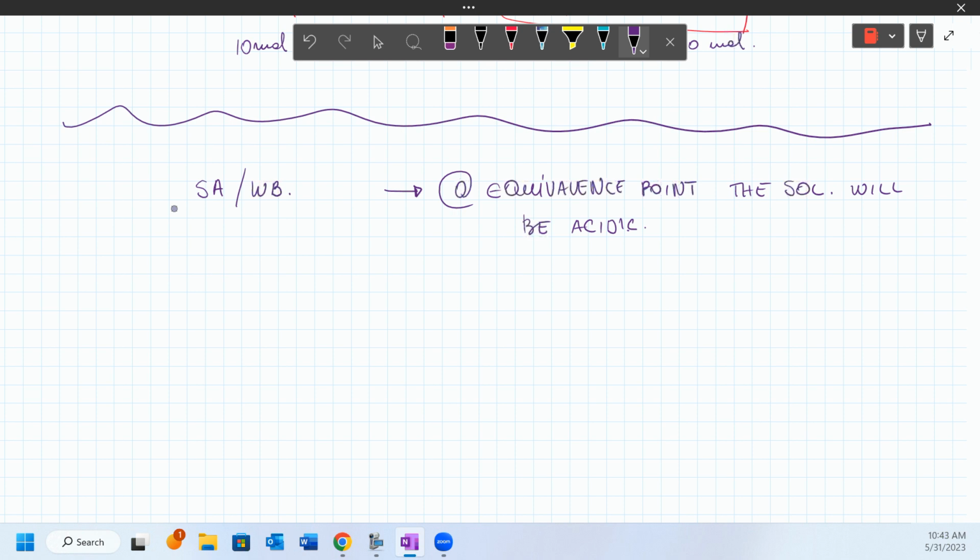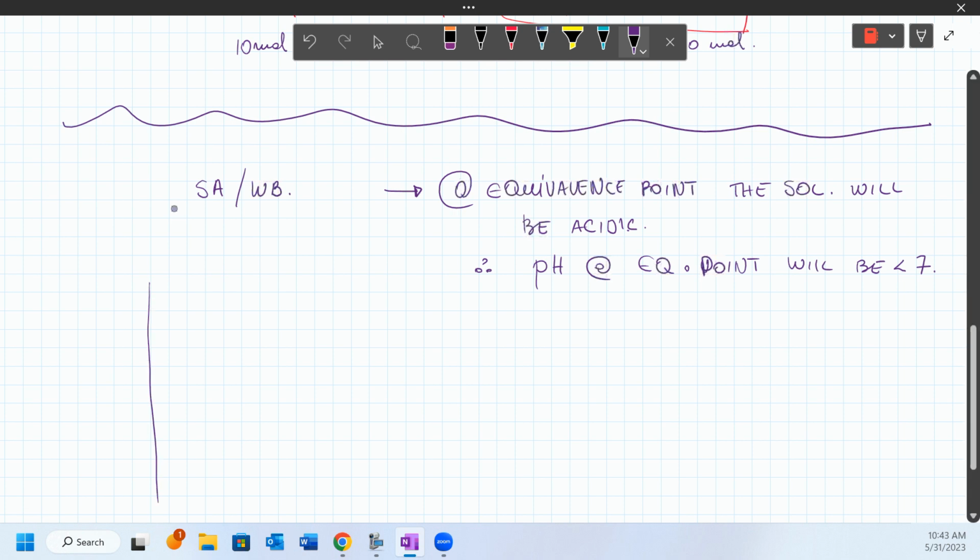Now, if it is an acidic solution at the equivalence point, what are you expecting the pH to be? What is the value of the pH at the equivalence point? Below 7, less than 7. So it is somewhere between, let's say, 4 and 6.5, something like that. An example of a strong acid and weak base pH curve will be something like this.